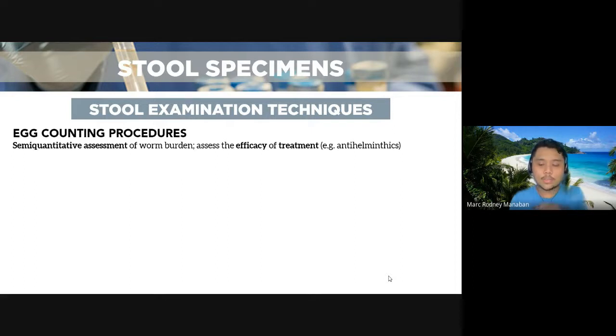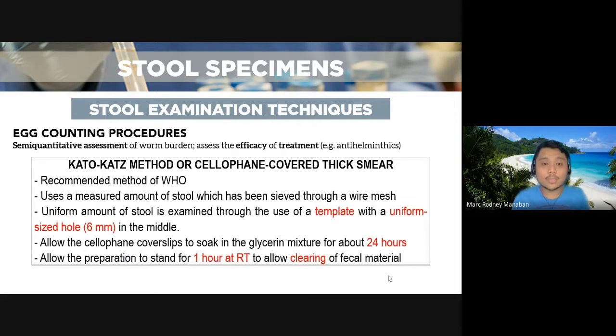So the first egg counting procedure is your Kato-Katz method or the cellophane-covered thick smear. This method is derived from your Kato-thick smear. It's actually the same procedure, with little modifications at the start. But the main difference for your Kato-Katz is that it is quantitative. You need to solve for the number of eggs, or for the egg count.